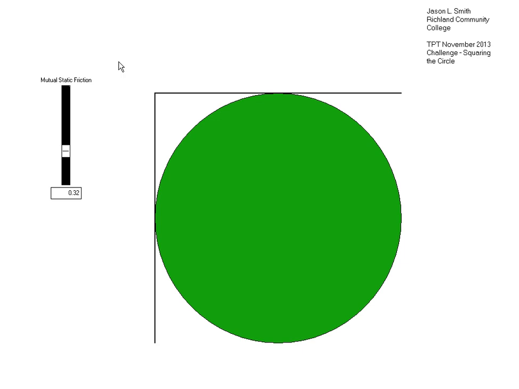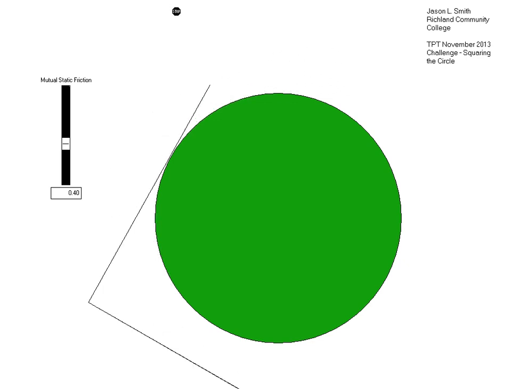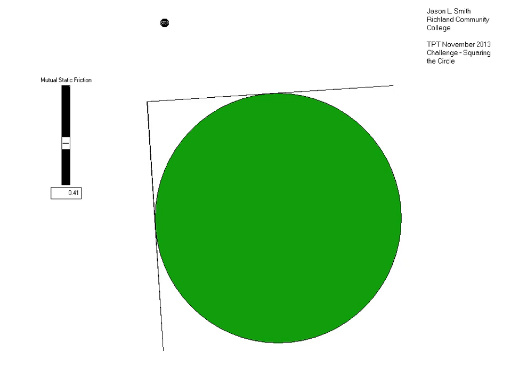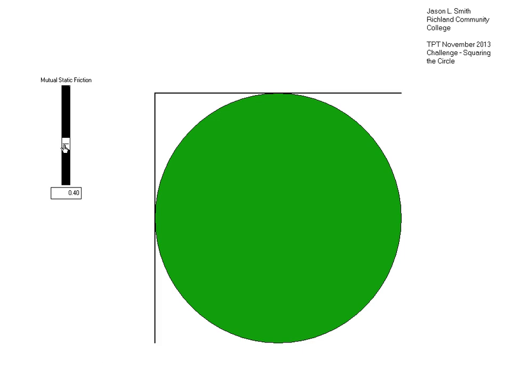I'll reset. Okay, I'll move this up to about 0.40. We can see that it slides off, maybe not quite as fast. Reset again, move it up to 0.41. Again, it just kind of creeps off of there, but it still comes off. Okay, move it up to 0.42.